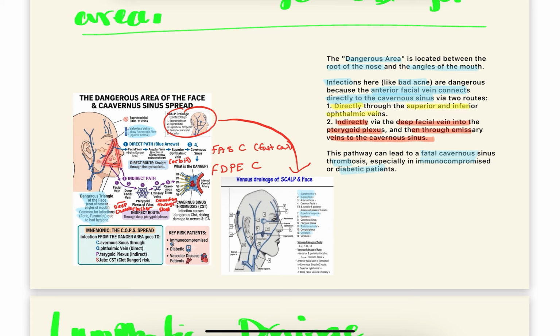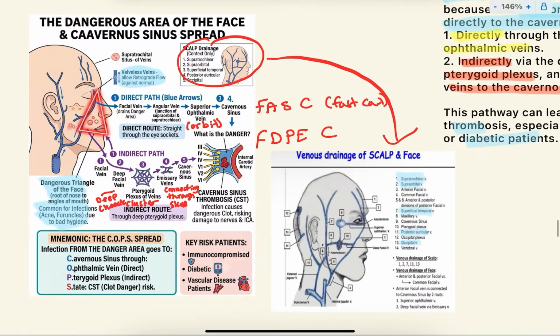It will lead to a dangerous infection that will affect the cavernous sinus, and we will take a look at it right now. So, it's infectious and dangerous because the anterior facial vein connects directly to the cavernous sinus. As I said, it will lead to infection in the cavernous sinus. Let's dive deep into it. Okay, so let's take a look here.